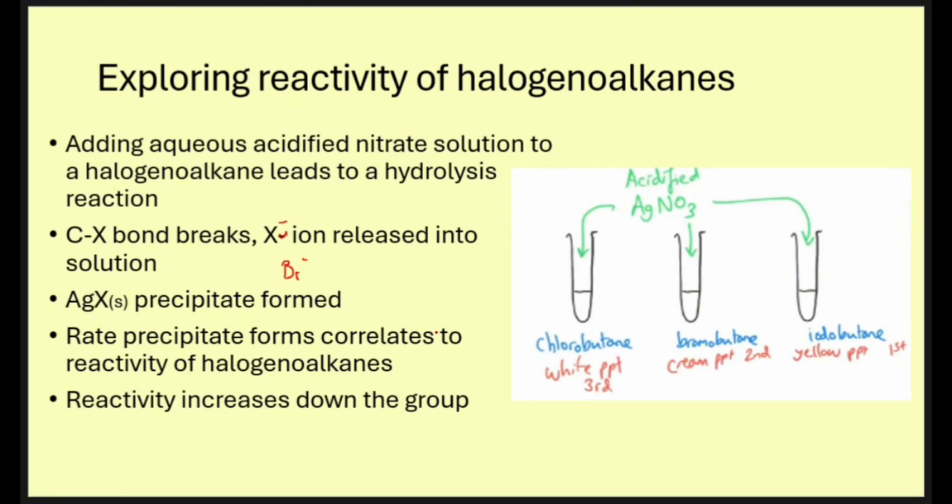The rate at which the precipitate forms correlates with the reactivity of the halogenoalkanes, and as we've seen before, reactivity increases down the group in the periodic table from fluorine to iodine, because these bonds are getting easier and easier to break. So iodobutane creates a yellow precipitate, and that's the first one to form, which means it's the most reactive, it's got the weakest bond, and it's the least polar. Bromobutane is the second to form, that's a cream precipitate, and chlorobutane forms last, and that has a white precipitate.